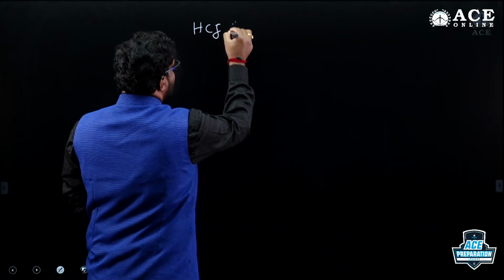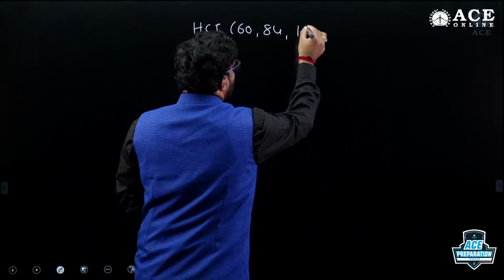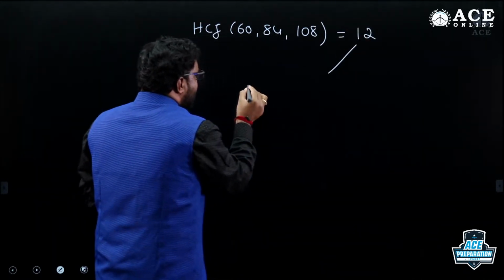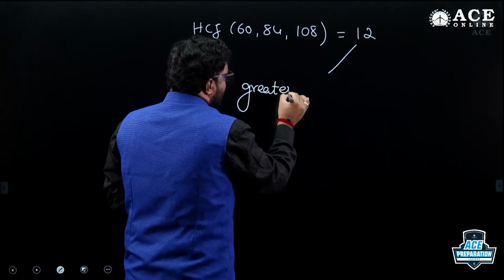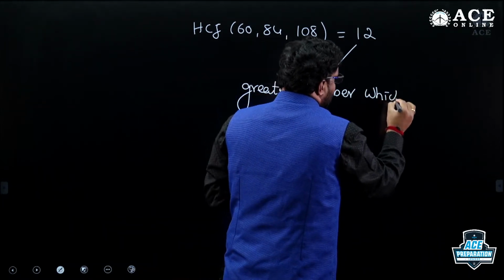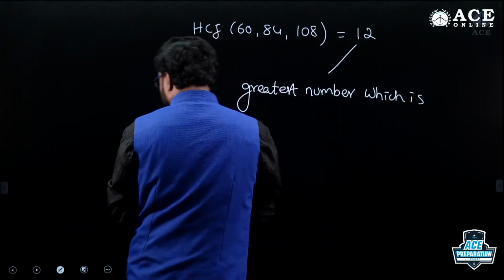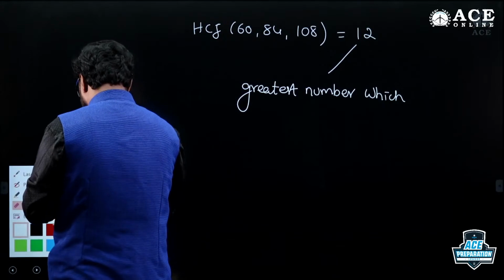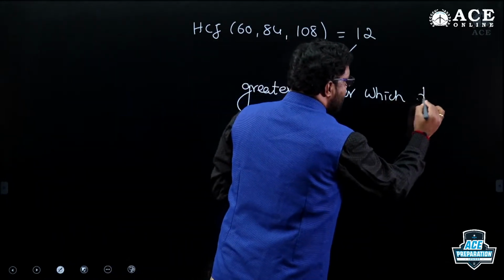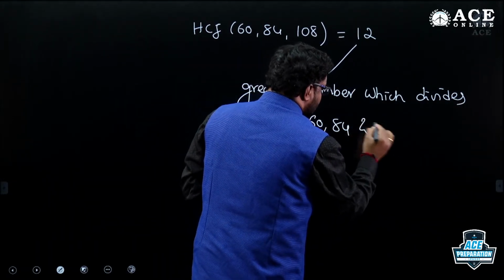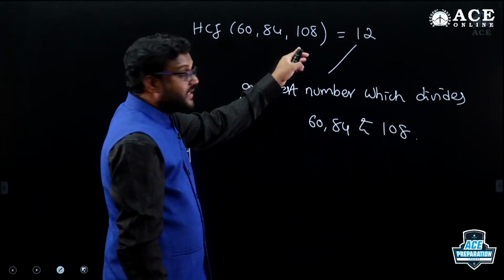And now, see, HCF of 60, 84 and 108 is 12. Right. What is this? This is nothing but the greatest number which divides 60, 84 and 108. See, all these numbers are divided by this.